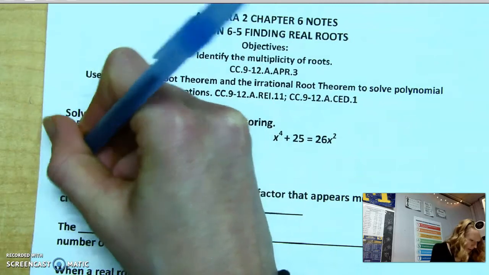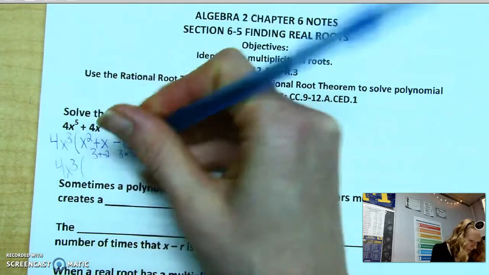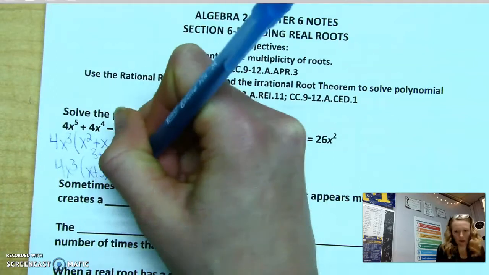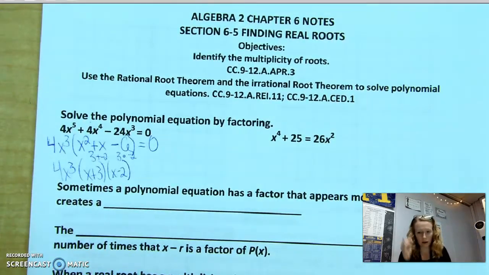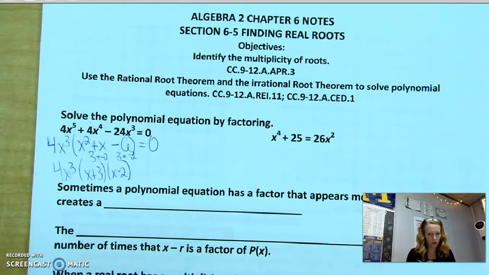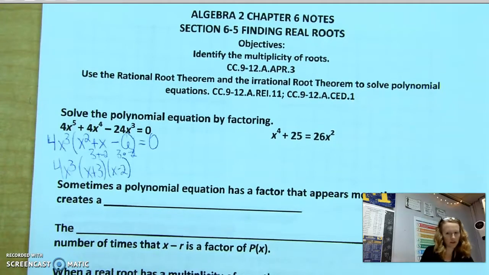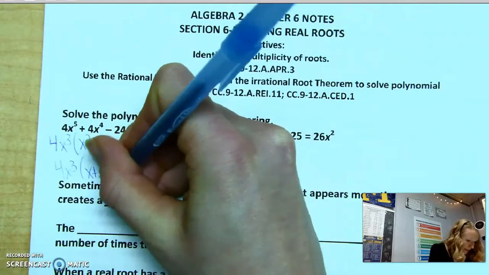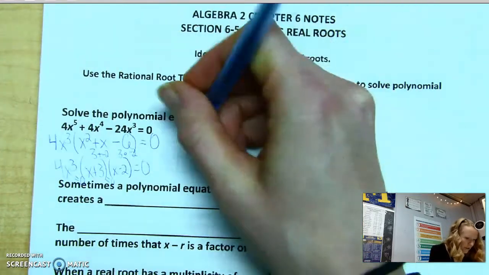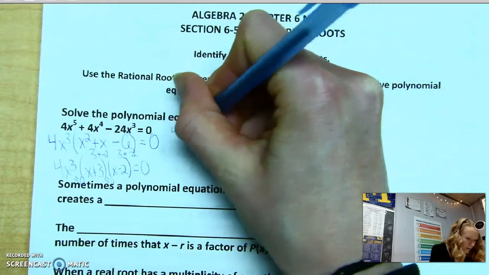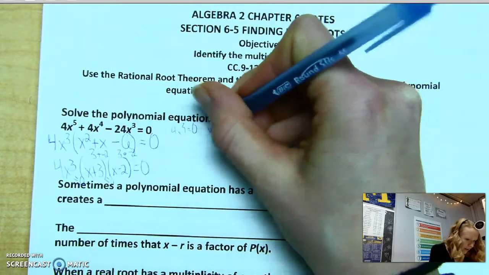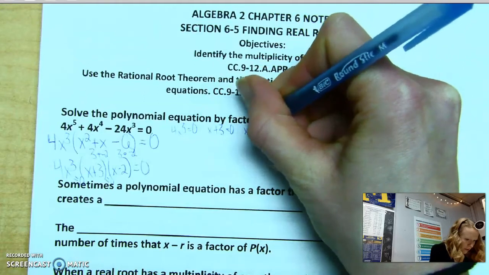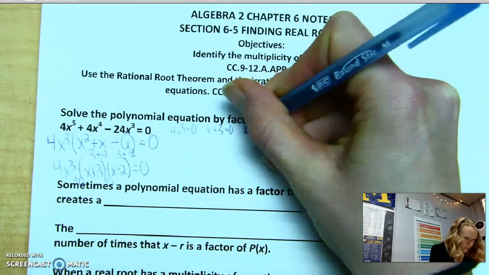So if I have 4x cubed times x plus 3 and then x minus 2, if you recall, we needed to use our zero product property in order to get our solutions, right? So we're going to set each one of these factors equal to 0 and then solve for x. So I have 4x cubed equals 0. I have x plus 3 equals 0. And then I have x minus, sorry, that should be a minus, 2 equals 0, right?